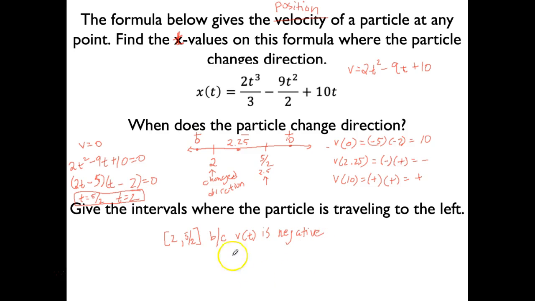If it asked you why you know this is a changing direction, you would say, because the velocity changed signs. It changed from positive to negative, or it changed from negative to positive. You could write that whole thing out. And that is everything for this lesson.